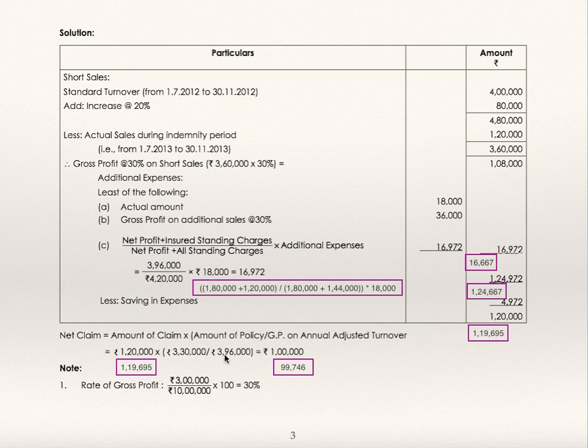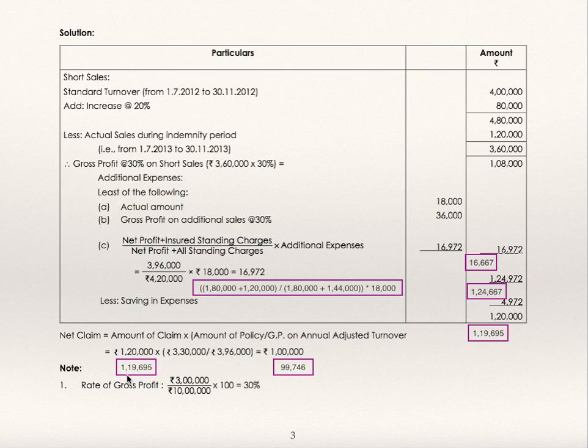So the required policy amount is 3 lakh 96,000, and the actual policy amount is 3 lakh 30,000. So there is under insurance. The actual policy amount is less, so the average clause is applicable. So now this 1 lakh 20,000 figure will change again. Why? Because we got the figure 1,19,695 after changing this figure. So this is gross claim multiplied by actual policy amount divided by gross profit on annual adjusted turnover.